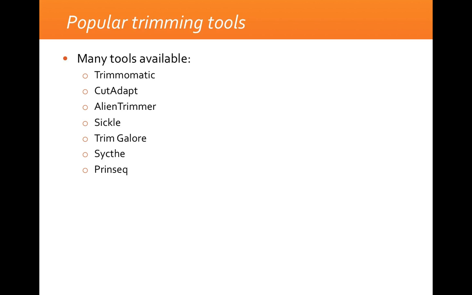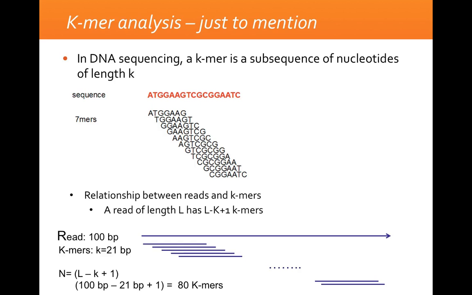In this workshop you will use the Trim-O-Matic tool, but there are also a lot of other tools available which are quite popular. So I'm just going to mention very briefly that there are other ways to do quality control also. It's possible to do quality control using Kmer analysis. We're not going to do that in the course, but just to mention it.